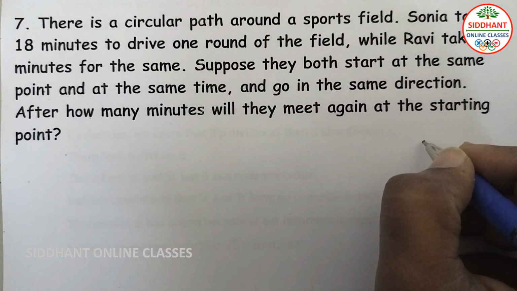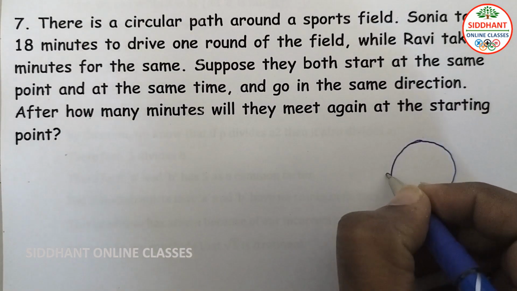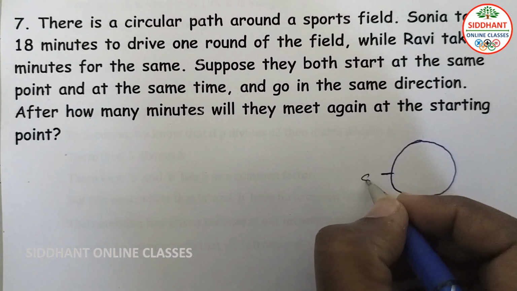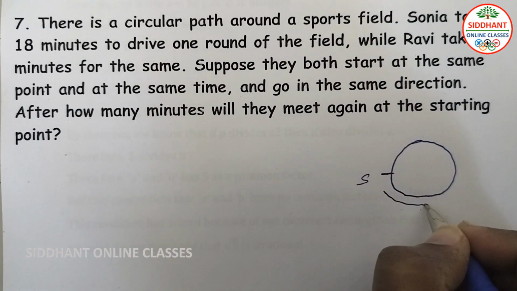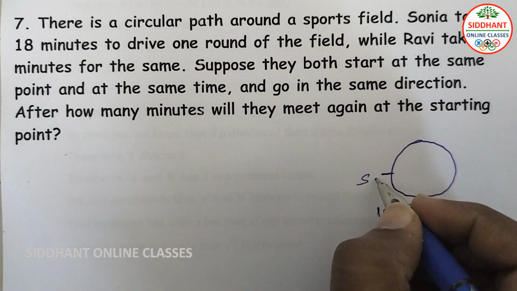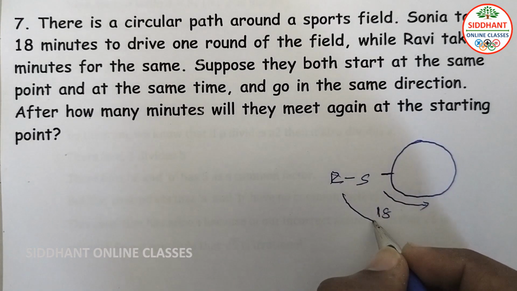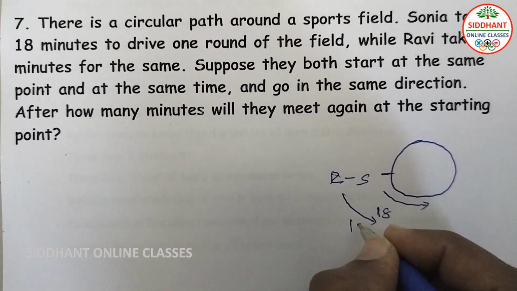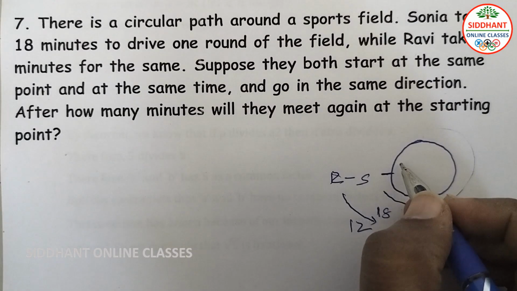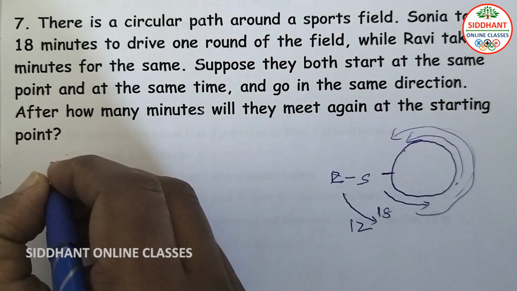So here we are going to see a circular path, and let it be the starting point. So Sonia is moving here. Sonia is taking 18 minutes, and another person, Ravi, is taking 12 minutes here. So at what time they will reach the starting point, we are going to find out.